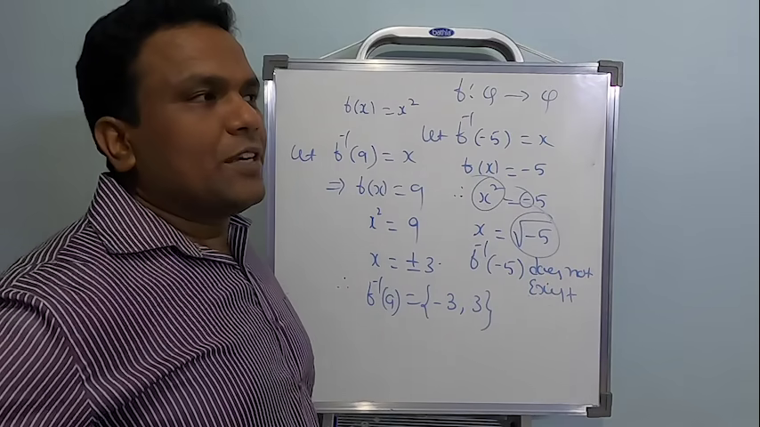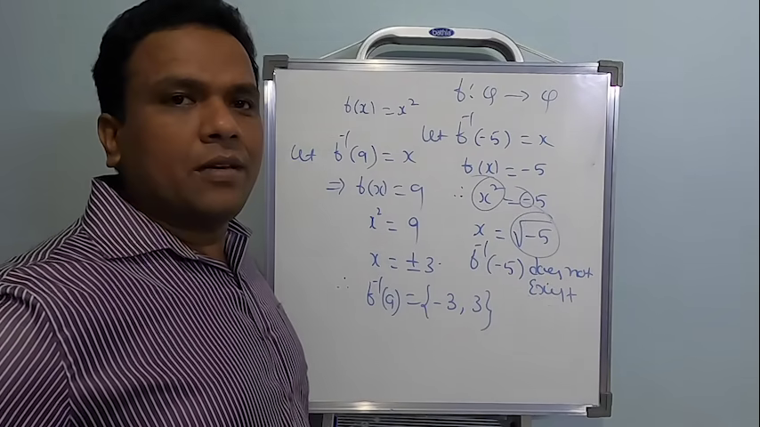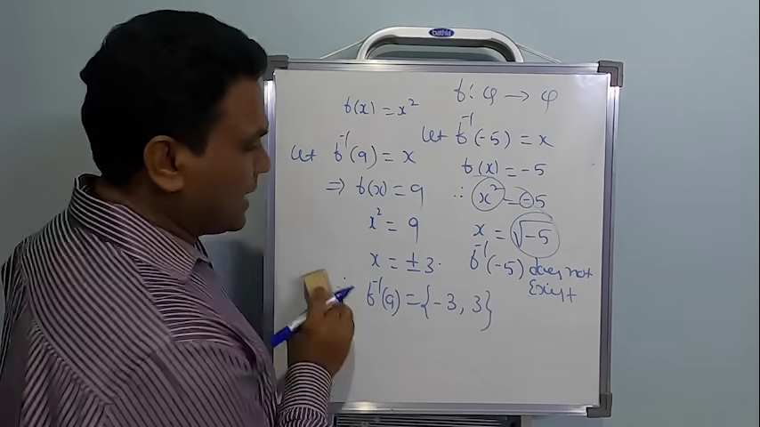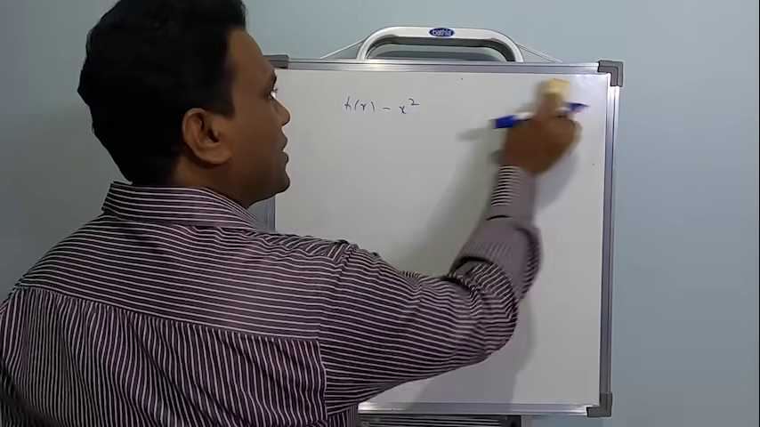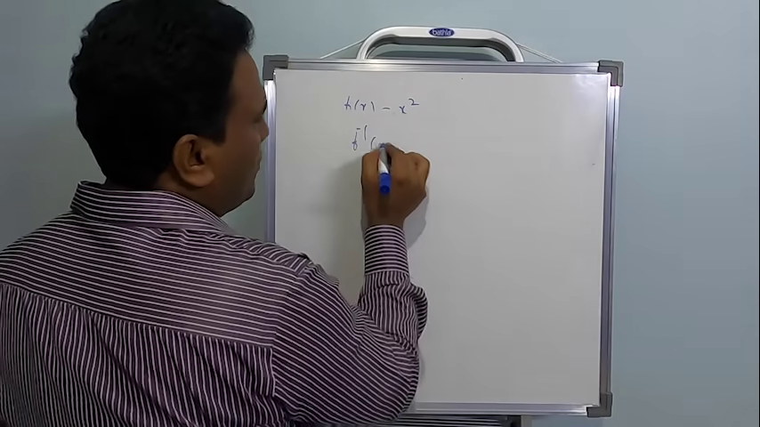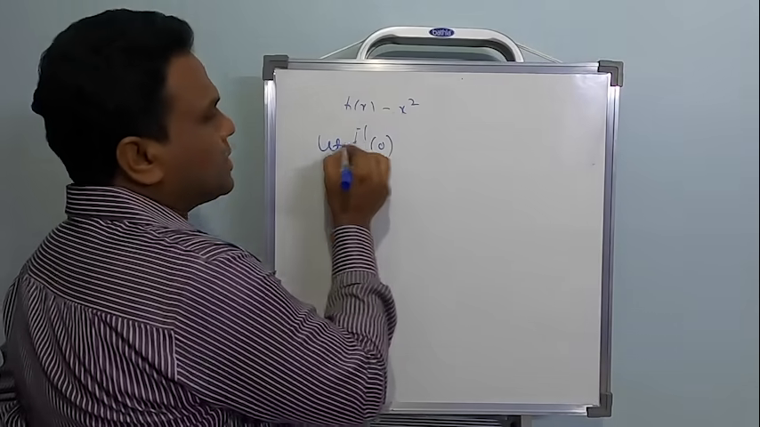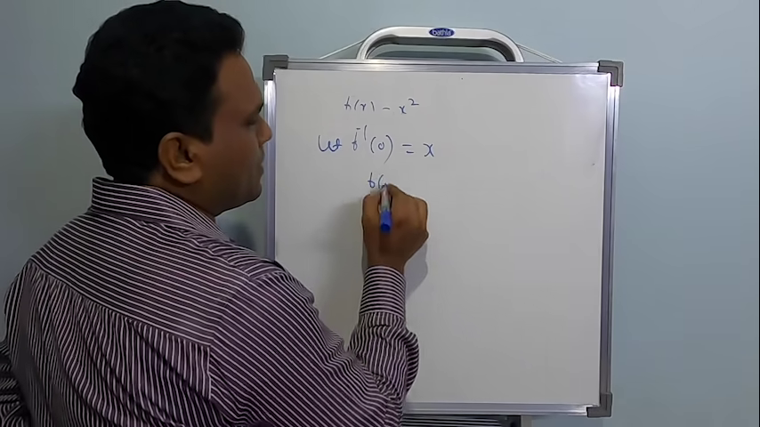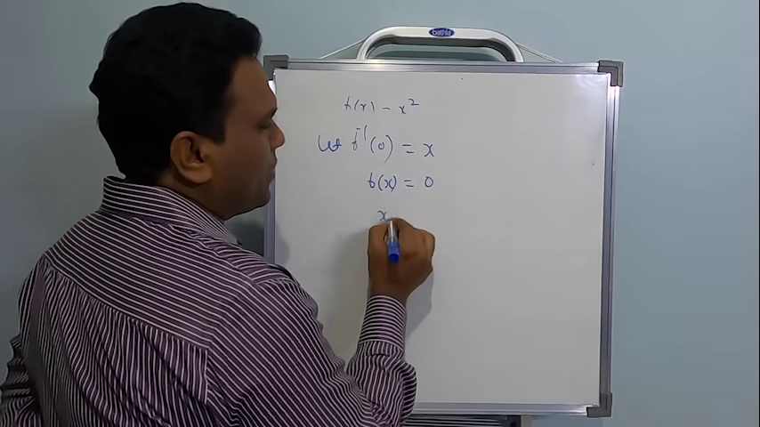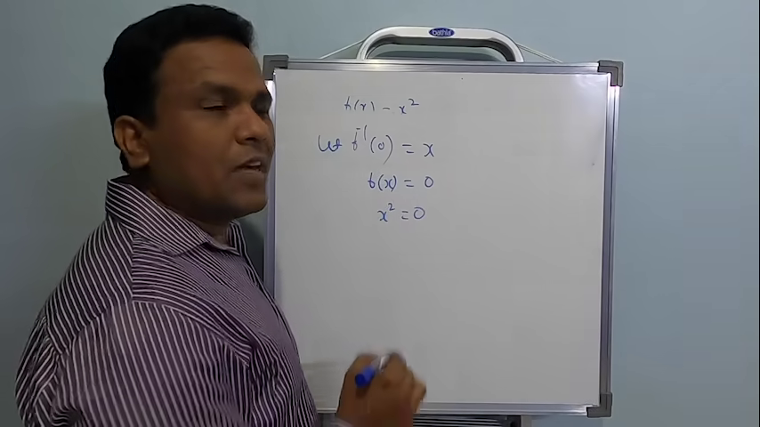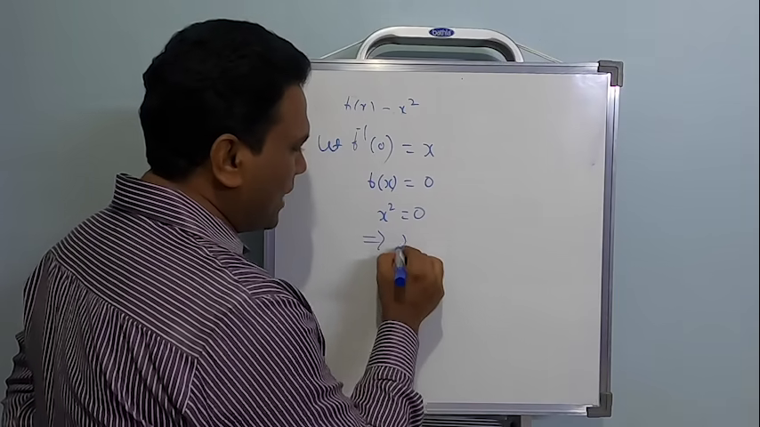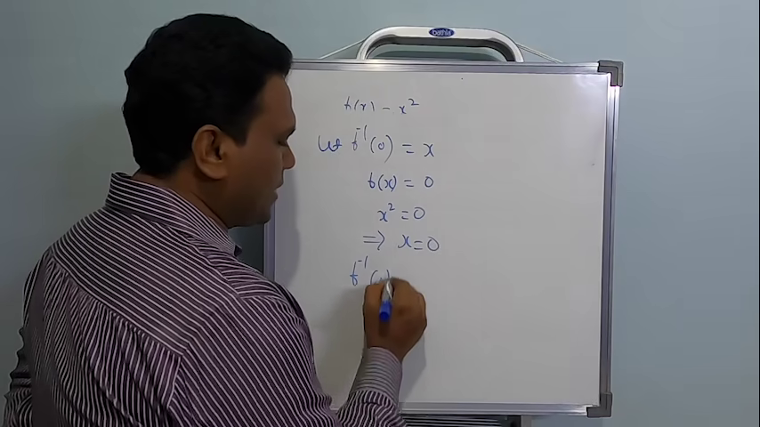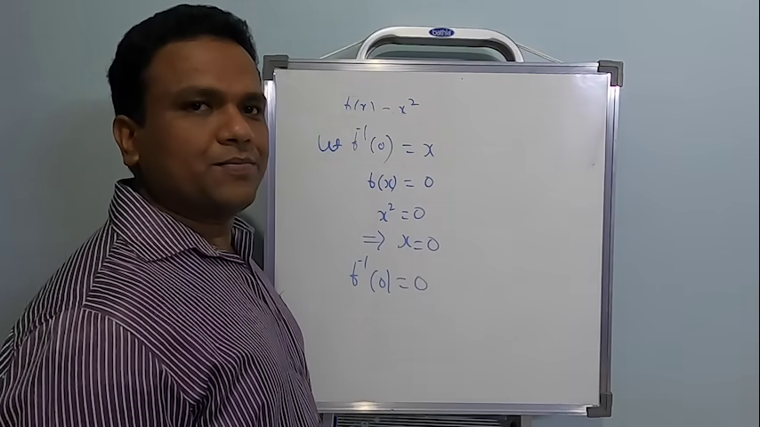Okay? So in the functions topic, the most important thing is the function defined from which set to which set. The next one, with the same definition, you need to find f inverse of 0. Once again, let's make an assumption: f inverse of 0 will be equal to x, f of x will be equal to 0, x square equal to 0. X square equal to 0 is possible only if x equal to 0. Correct, right? Therefore, f inverse of 0 will be equal to 0.